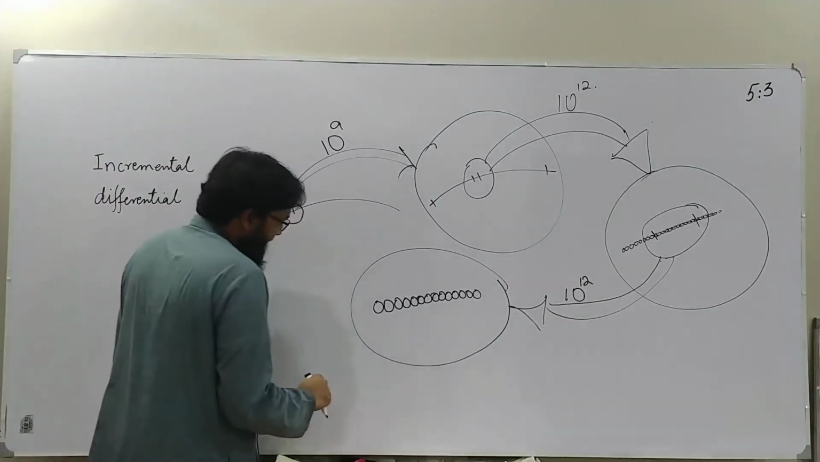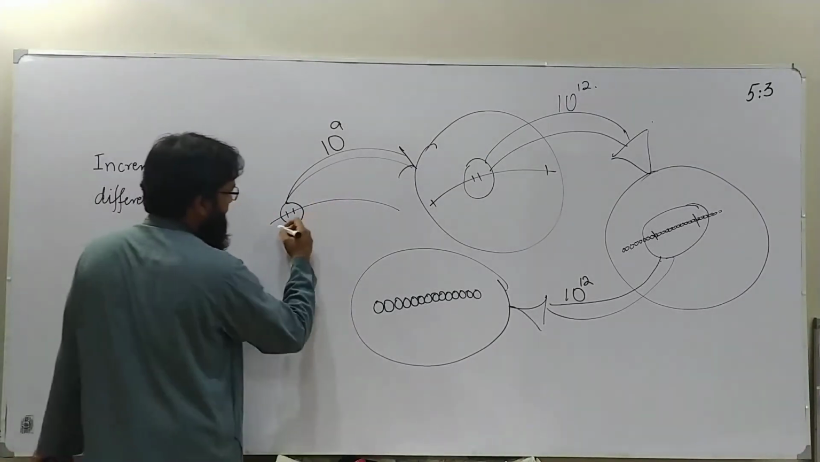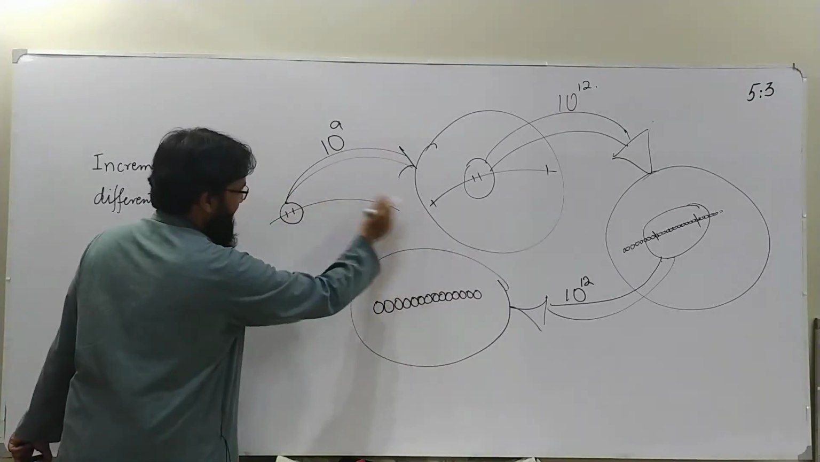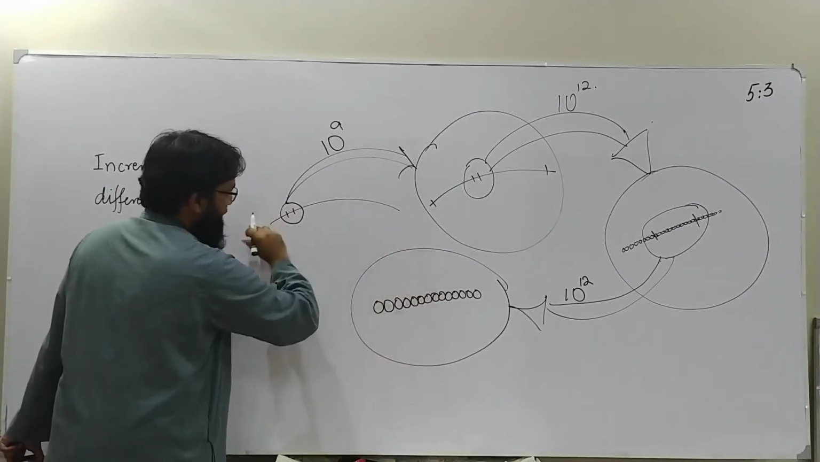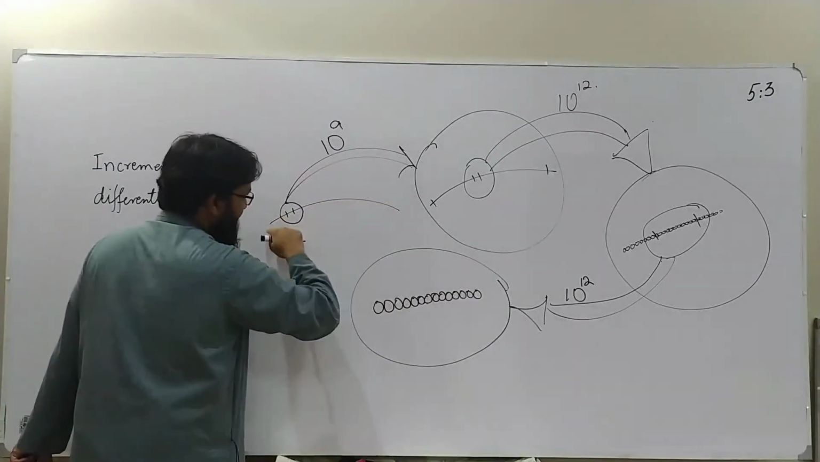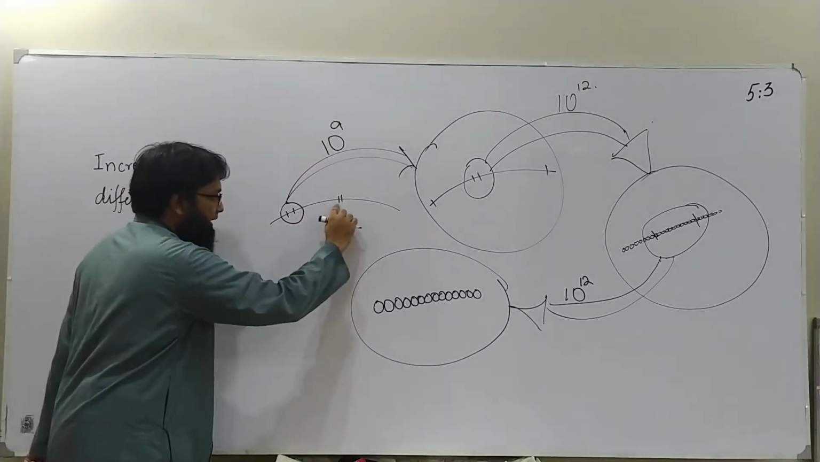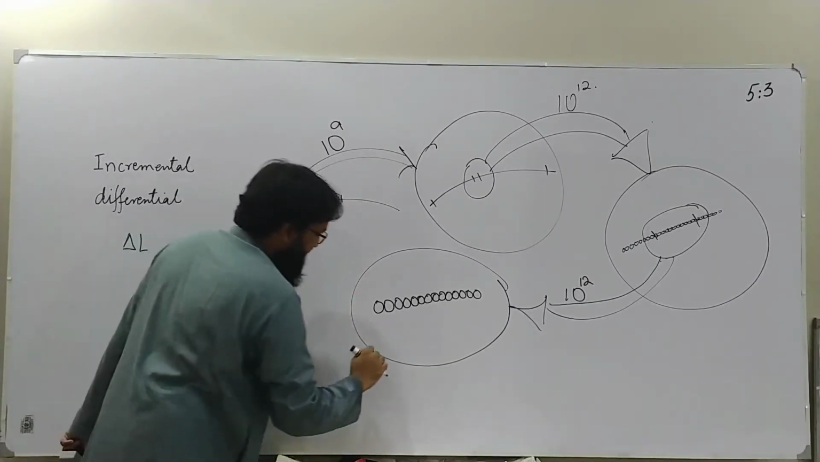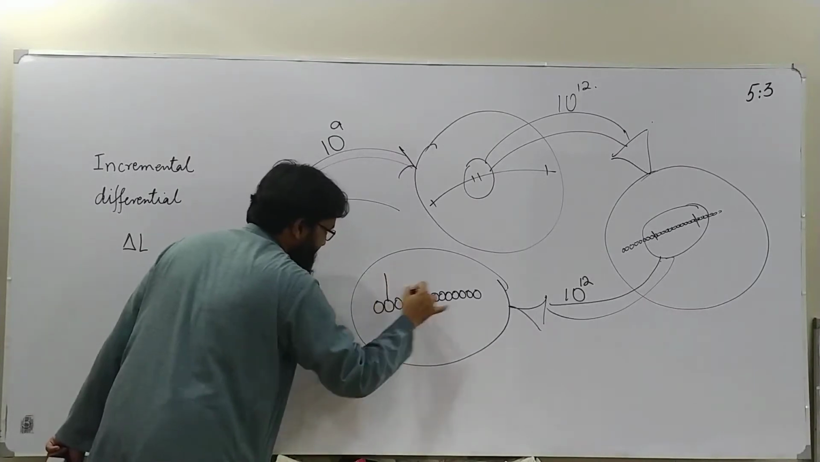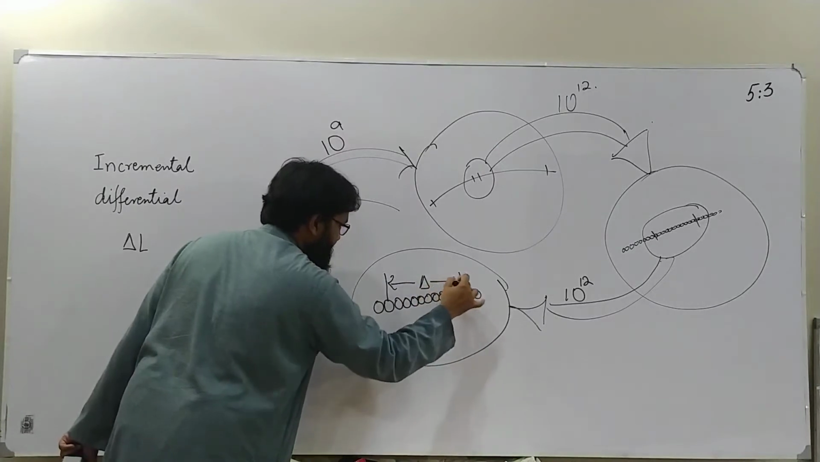All right. So what is incremental length? If I say that I want to take an incremental length on this macroscopic line, which you can see with your naked eye, I want to choose an incremental length on this line. So I'll say, okay, I'm taking this length, but how long is this length? This length is actually maybe this long. This is that incremental length.